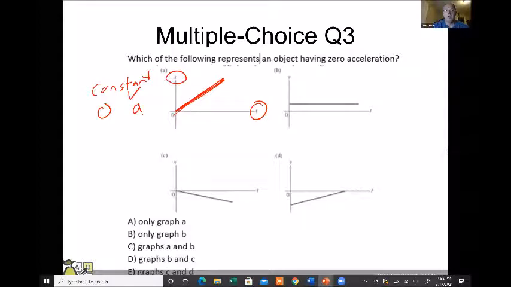Now let's look at B. B is a velocity time graph. How do we find acceleration from a velocity time graph? The slope. And what's the slope of a nice horizontal line?